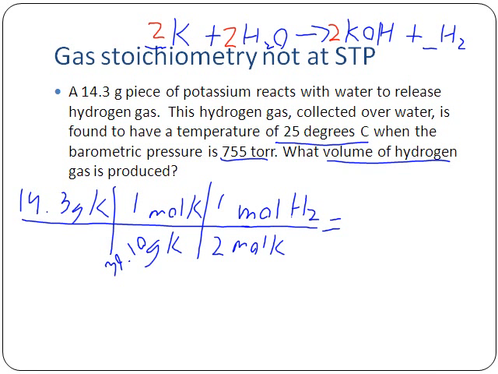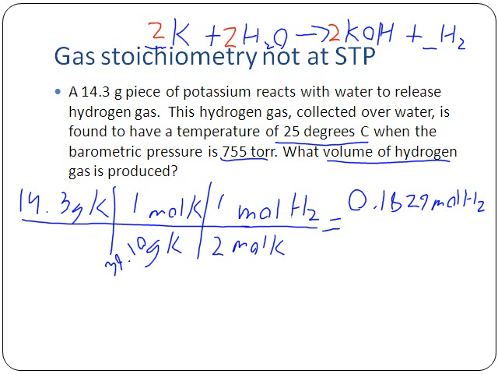So we say 14.3 grams times 1 divided by the 39.1 for the mass of that, and then divided by 2. And so we end up getting 0.1829 moles of hydrogen gas. Okay? And so this is what we have here. It's best if you don't round it. We sort of round it a little bit just to make it fit here.